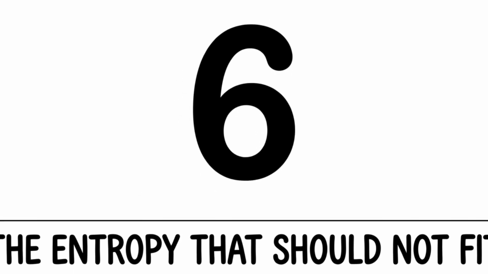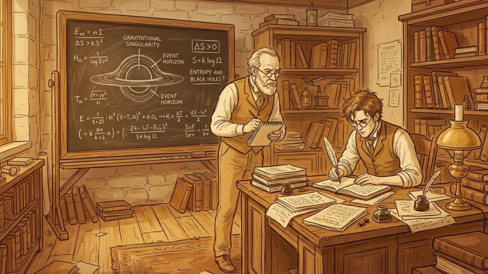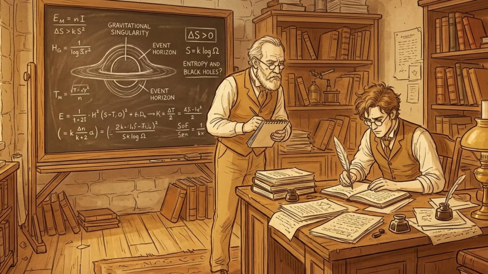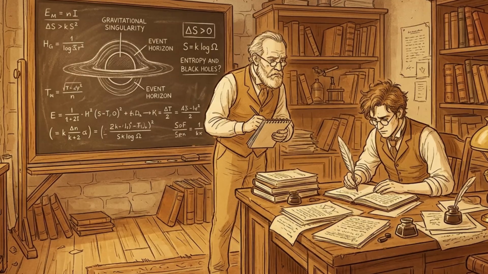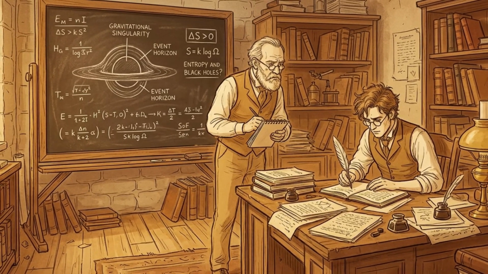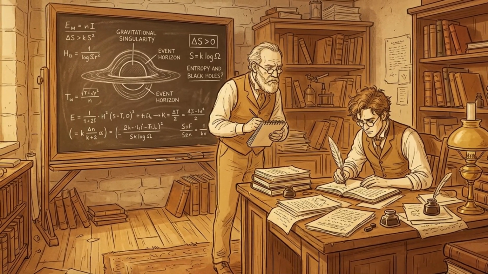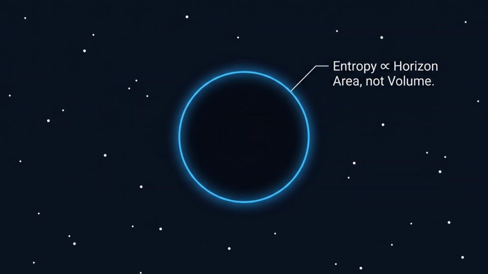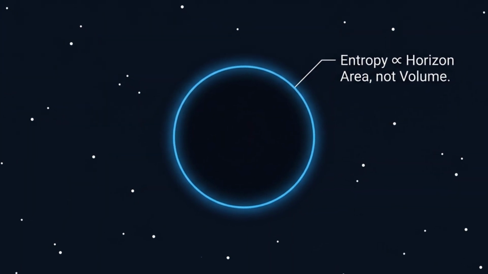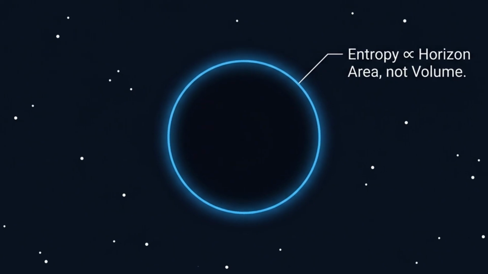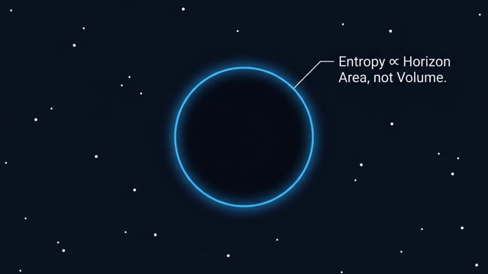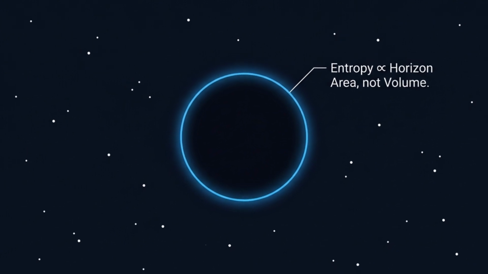Alright, let's go. Number 6. The entropy that should not fit. In 1972, Jacob Bekenstein, then a graduate student at Princeton working under John Wheeler, proposed something that unsettled his own advisor. Bekenstein was studying black holes and asked a simple question: how much information can a black hole hold? Working from the laws of thermodynamics, he derived a formula suggesting that a black hole's entropy, its hidden information content, was proportional not to its volume, but to the area of its event horizon.